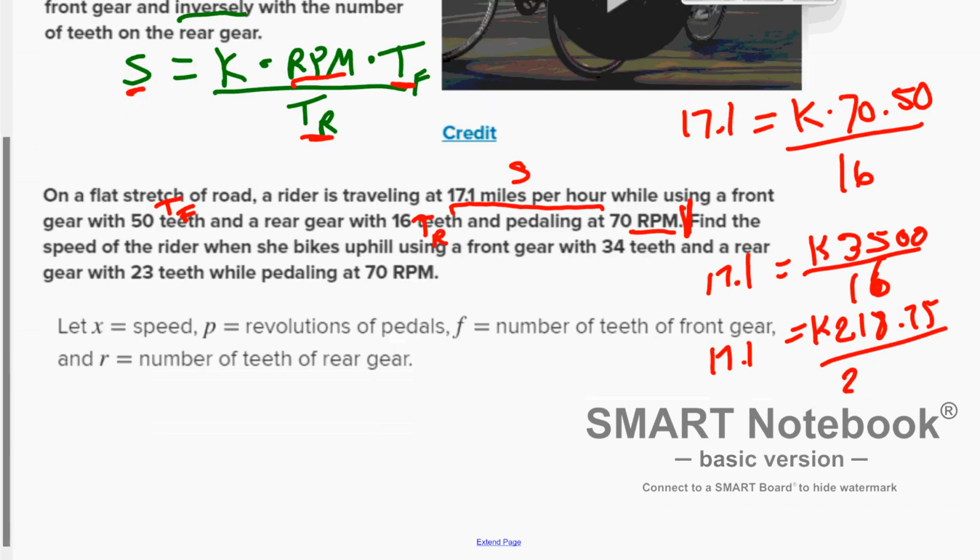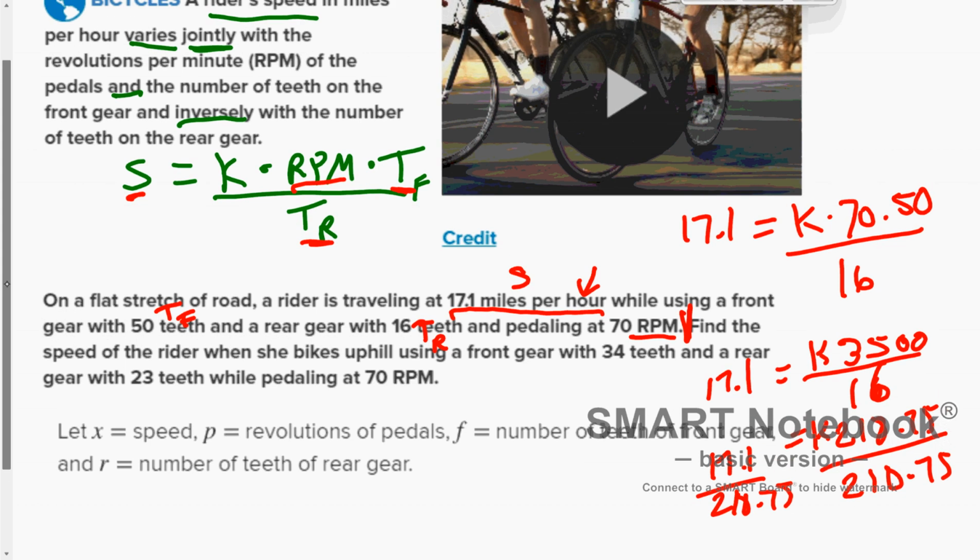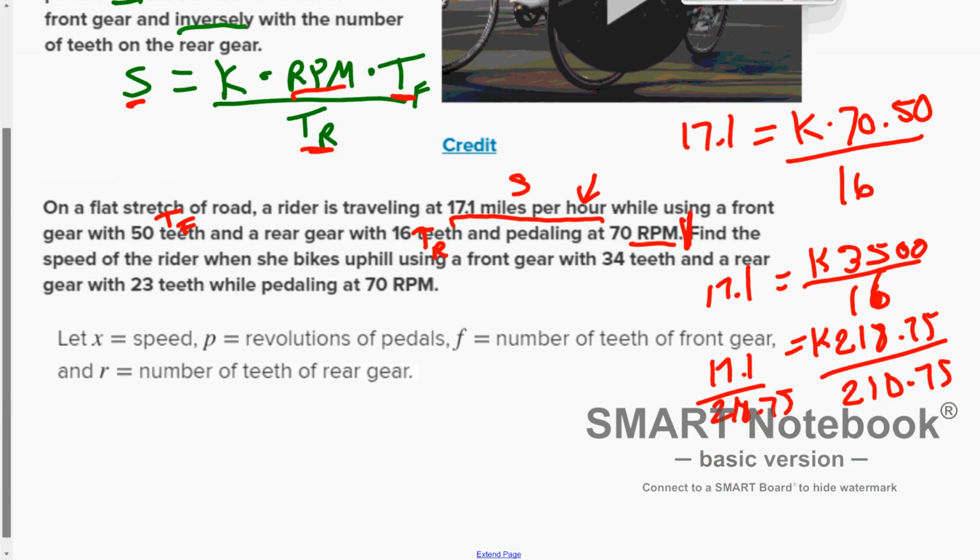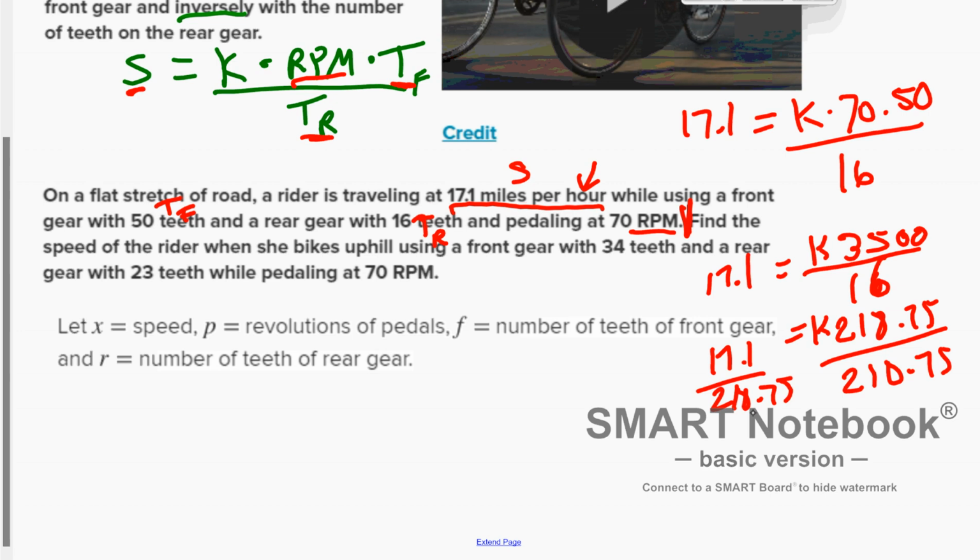So then I just divide by 218.75. Now this is in miles per hour, I just noticed, and this pedaling is per minute, so I'm probably going to have to switch that up, but we can go ahead and divide here. So I'm going to take 17.1 and divide by that 218.75. So I get k is equal to 0.078. We'll go with that.